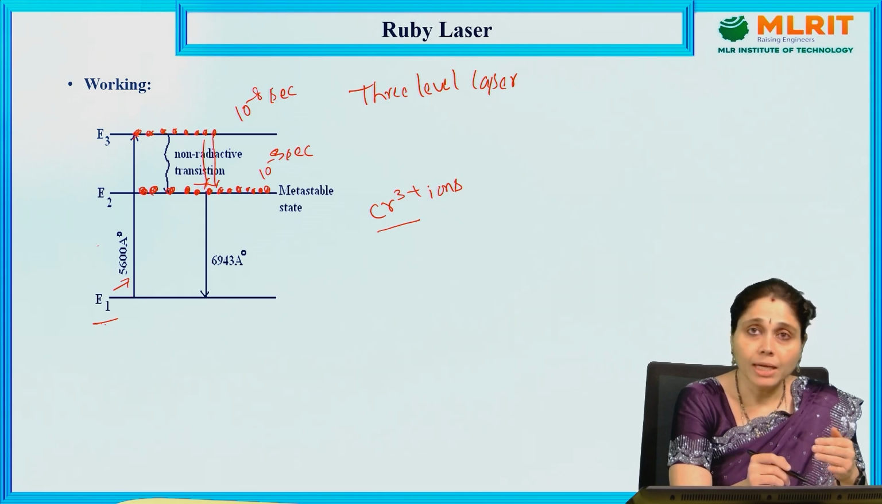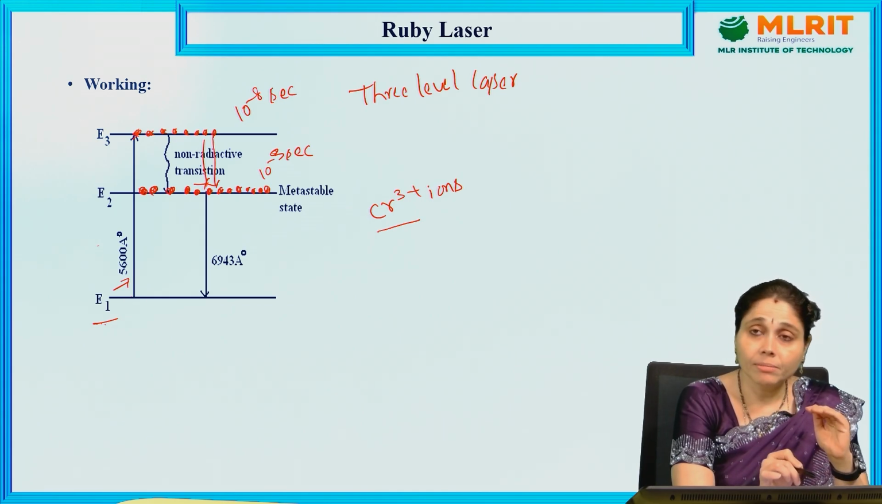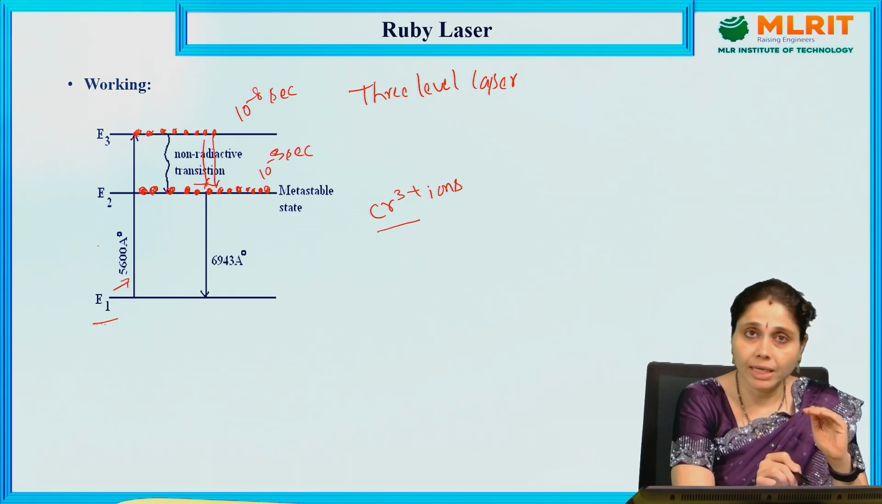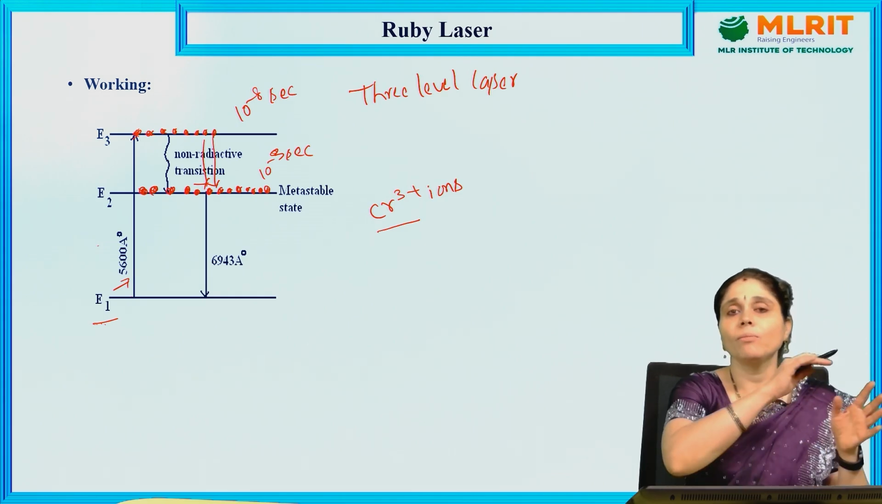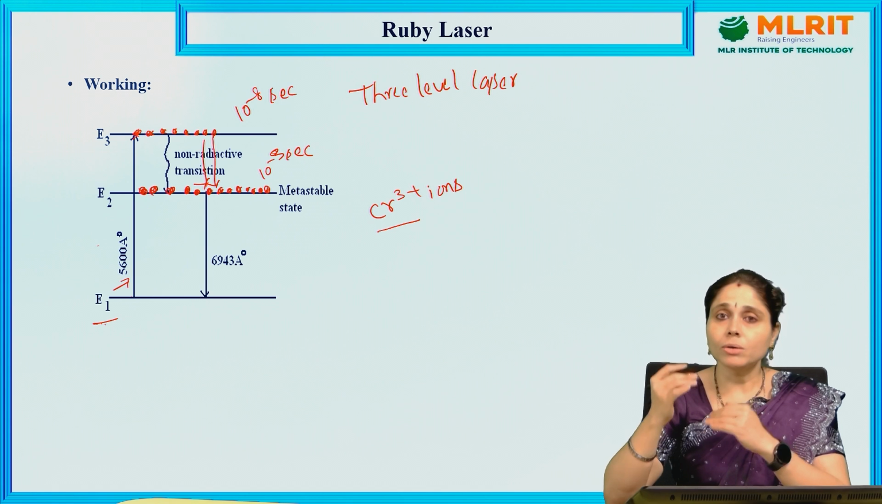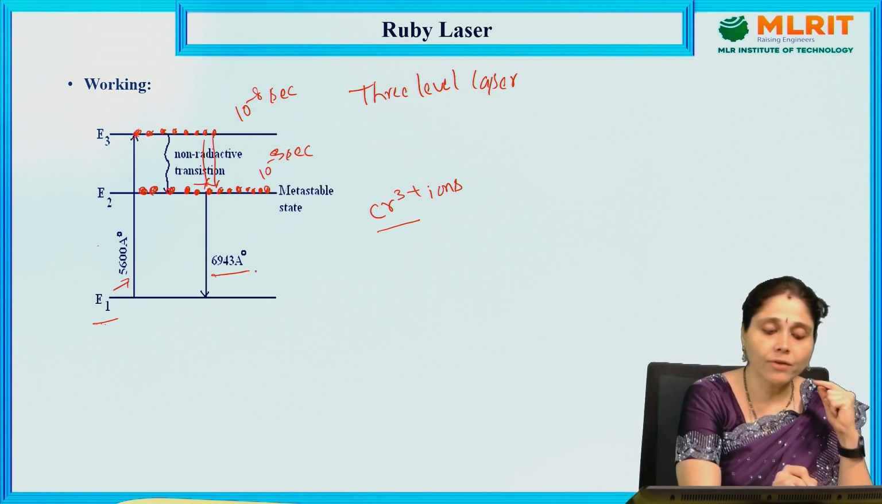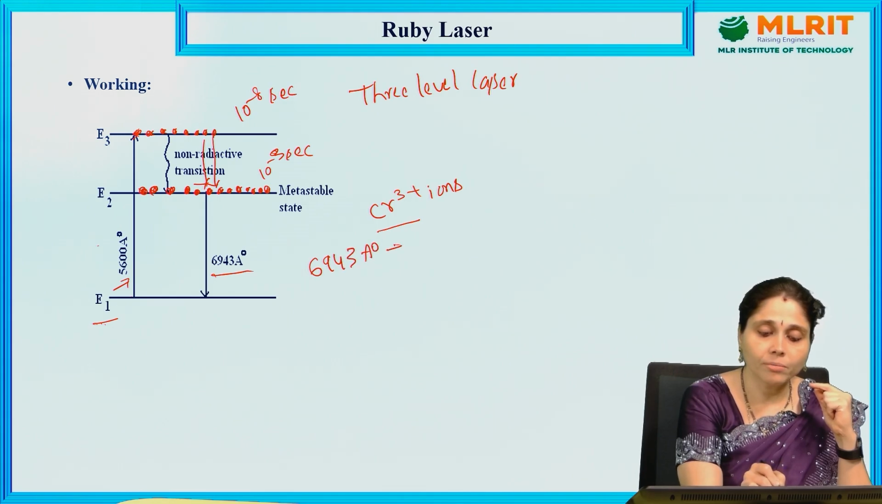Okay, then while de-excitation, they will be incoherent with one another, and the coherent beams will be moving from one mirror end to the another mirror end rigorously to produce a pulsed laser beam of 6943 angstroms. This is the laser output from the Ruby laser.